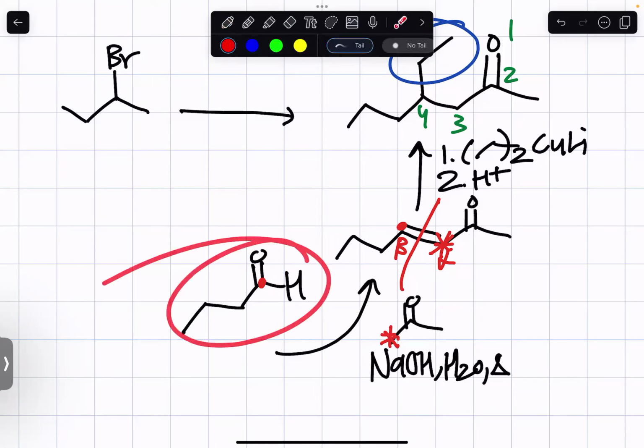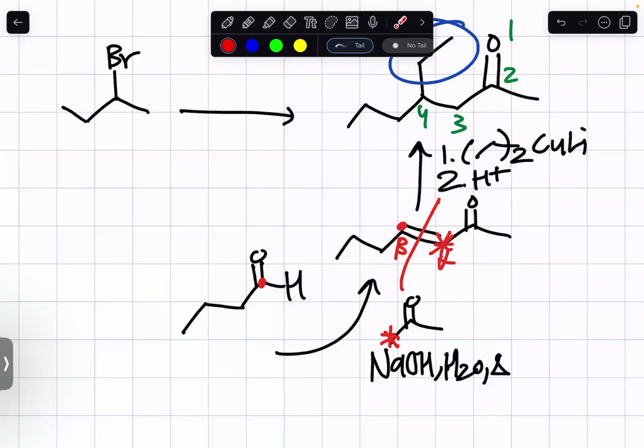will attack this electrophilic carbonyl carbon, pop the double bond onto the oxygen to make an O minus, and then that fully goes all the way down to dehydration to create a double bond there, and get rid of the carbonyl. Now we gotta figure out a way to make this aldehyde from this starting material here.